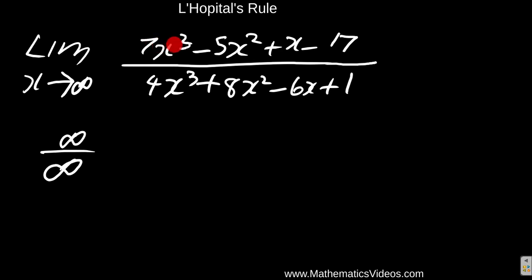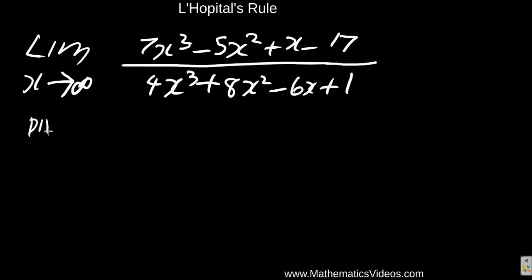Because infinity cubed is infinity, and 7 times infinity is infinity, minus infinity plus infinity minus 17. So up here would be infinity. And of course, infinity cubed is infinity, and 4 times infinity is infinity, plus 8 times infinity squared minus 6 times infinity plus 1. So infinity over infinity. Now, let's not use L'Hopital's rule yet. Let's try to use another method to find the limit.